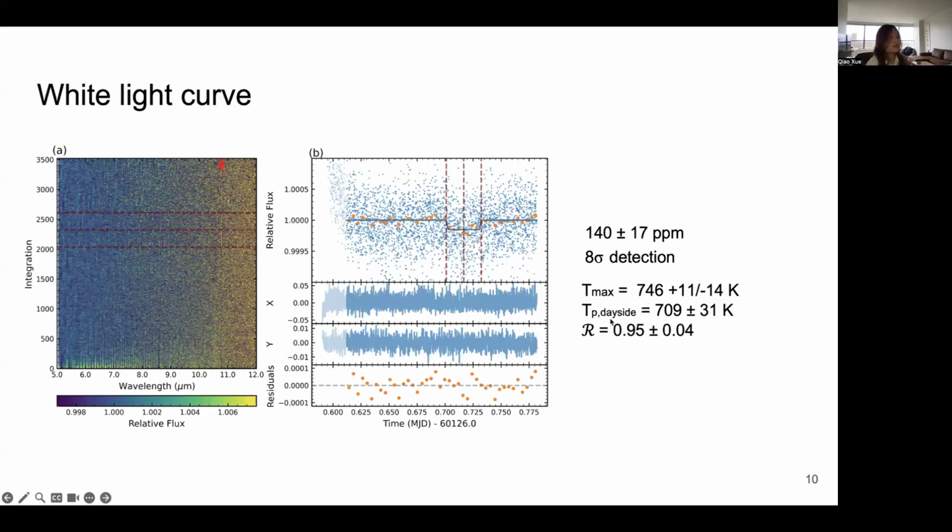Let's talk about data. On this slide, you can find the 2D light curve and the 1D light curve of our MIRI observation. We found the observed eclipse depth to be 140 plus or minus 17 ppm, corresponding to an 8 sigma detection. And using the technique that I showed in the previous slides, we are able to determine the dayside temperature of 709 plus or minus 31 Kelvin, corresponding to a fancy R of 0.95 plus or minus 0.04, meaning the dayside temperature is only 1 sigma lower than the temperature for a bare rock.